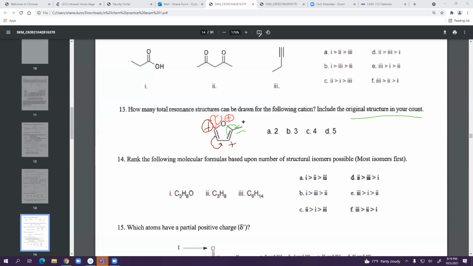So how many colors do I have there? I have 3 colors, right? Plus the original structure is 4 in total. Does that make sense? There's 4 in total. Okay.